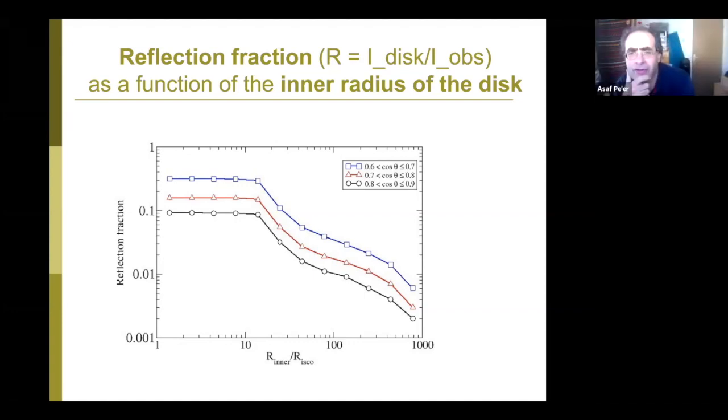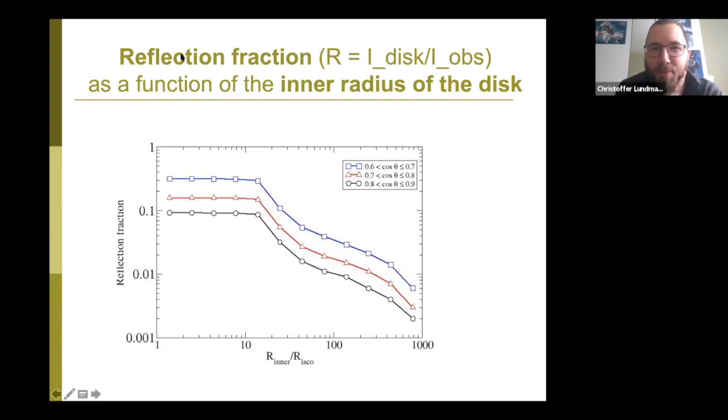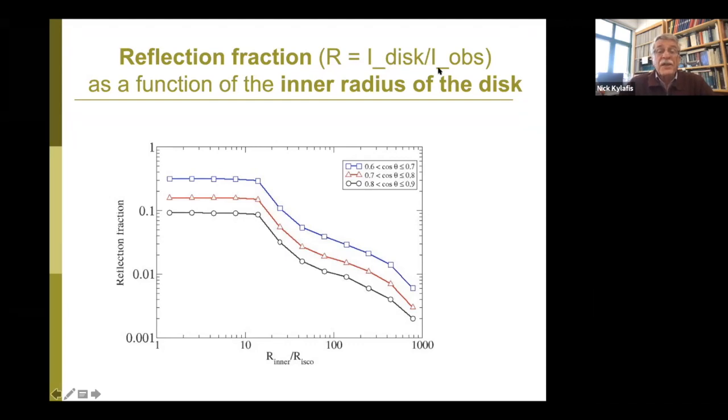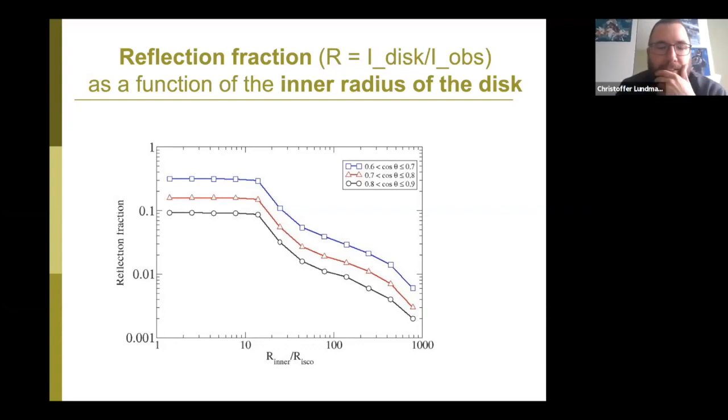You mean from the disk or from the jet? No, not from. That goes to the disk. That's why it shouldn't be called reflection fraction, but it is. This is what people use in the literature. We use the same, and I warned you that this is not the reflection fraction. Your mind goes elsewhere. Could you say one more time what it is? It's written here. It's the intensity that hits the disk divided by the intensity that the observer sees. The intensity that goes to the disk, this is the definition.